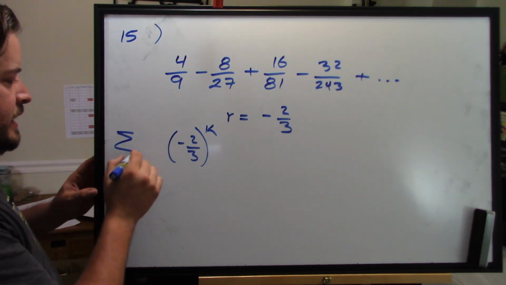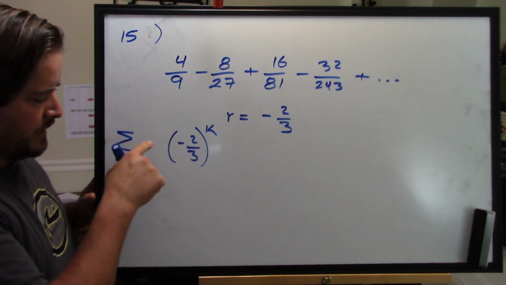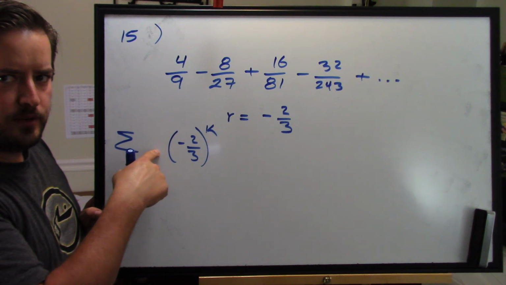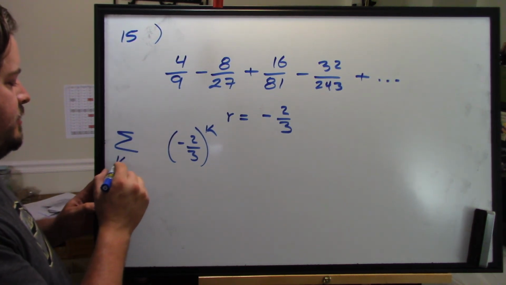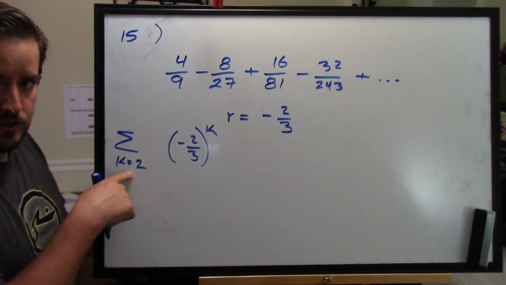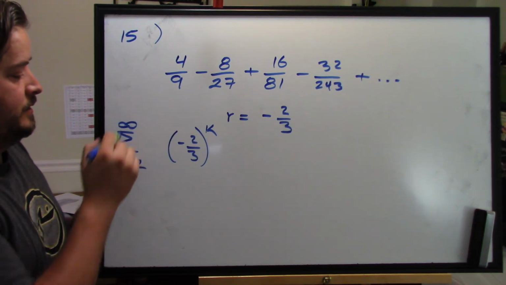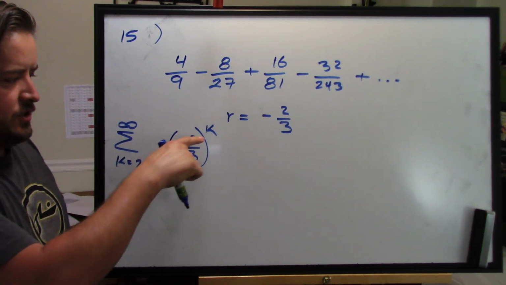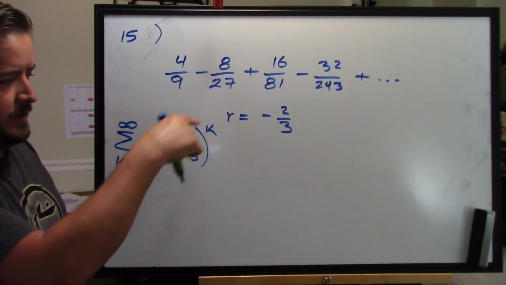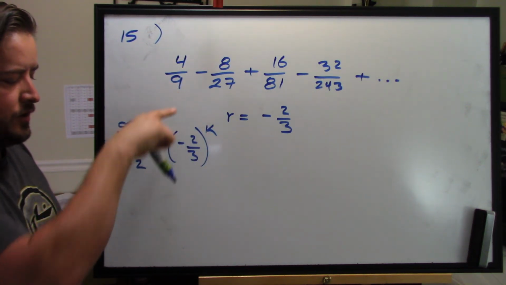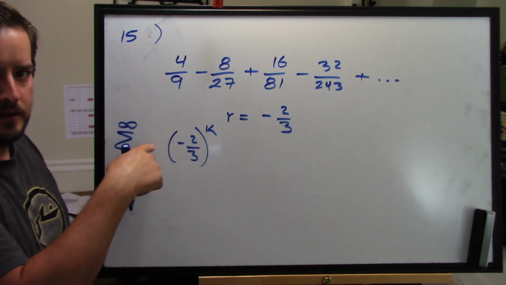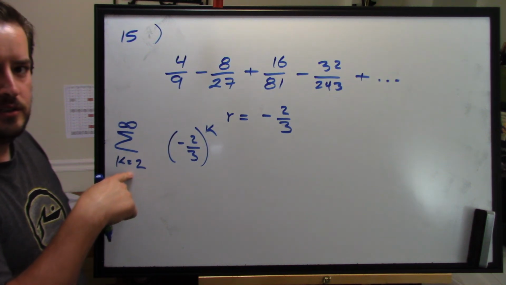It's a summation, and I can do one of two things. I can put a multiplier in here to make this work out, or I can say, forget that, I'm just going to start it at 2, because that'll make it work for me. If k is 2, I get negative 2 over 3 squared, which is a positive 4 over 9, so I don't need an a in here. I just start at 2.